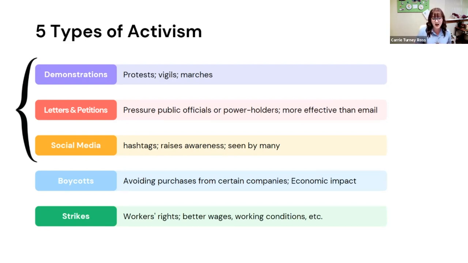There's also boycotts, so avoiding purchases from certain companies, and that is where regular people get to use their economic impact to make a change. And then strikes, where workers are trying to get better workers' rights, better wages, better working conditions, things along those lines. Today, we're going to focus mostly on demonstrations, letters and petitions, and social media.